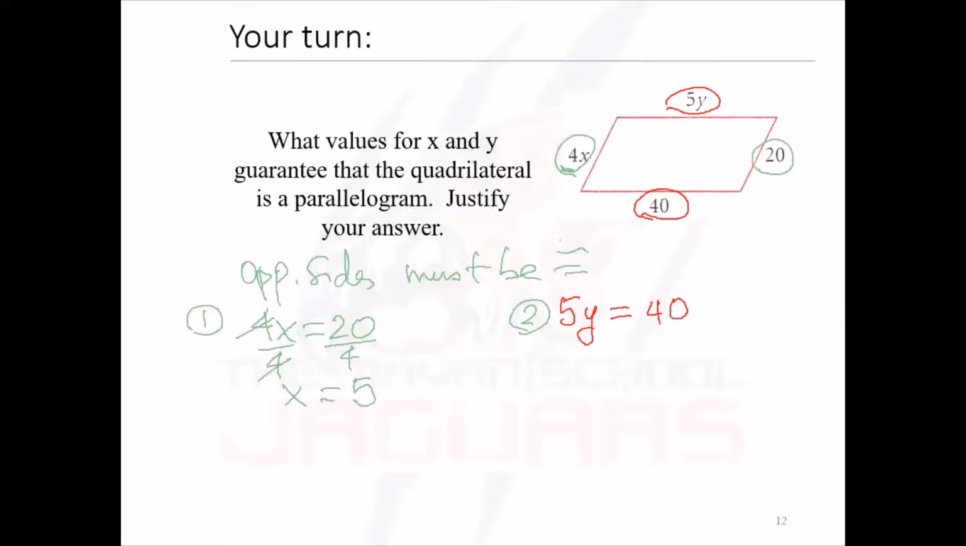And on the other side, 5y equals 40. Same procedure, I divide by 5, and this is gone. And y must be equal to 40 divided by 5, which is equal to 8. So the values that guarantee that this quadrilateral is a parallelogram are x equals 5 and y equals 8. And we just proved that this figure is a parallelogram if the values of x and y are 5 and 8. So opposite sides.